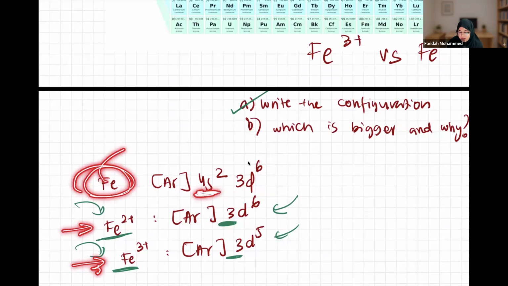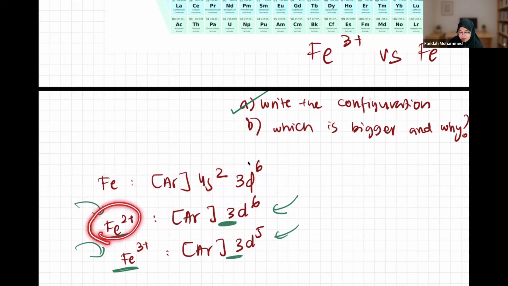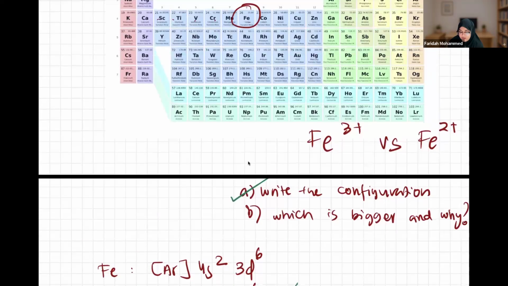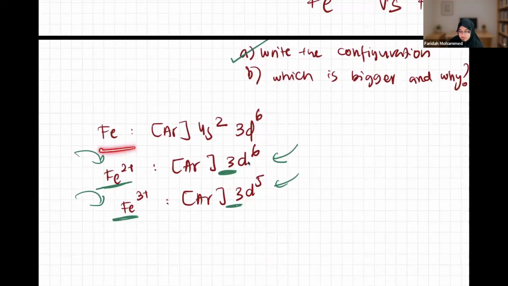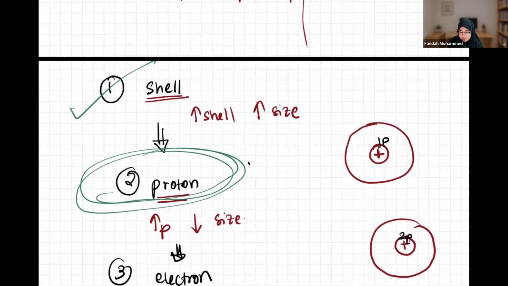When iron has 4 shells, that means the iron atom is the biggest of all, compared to Fe2+, which only has 3 shells, and Fe3+, which only has 3 shells. So the biggest one is iron. Whenever you are comparing the size of an ion, make sure to write down the configuration, even though it's just a noble gas configuration.